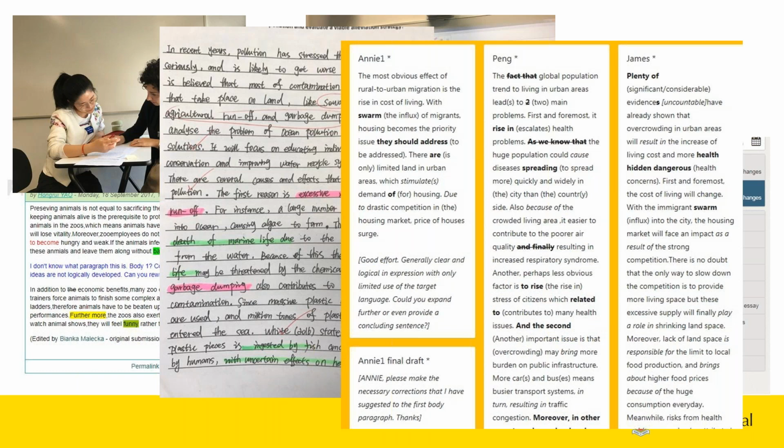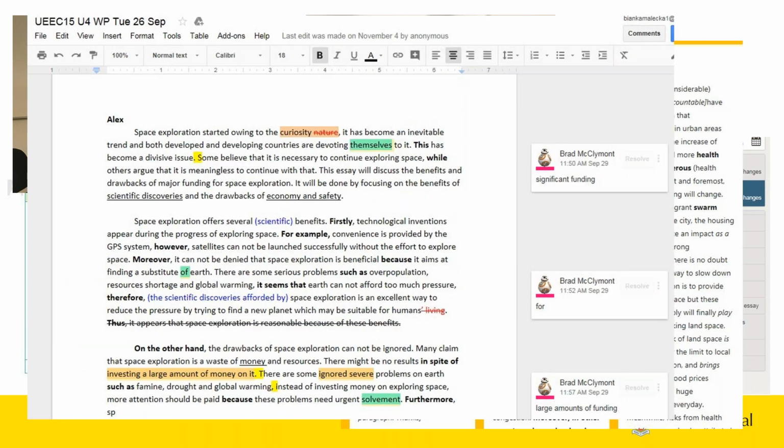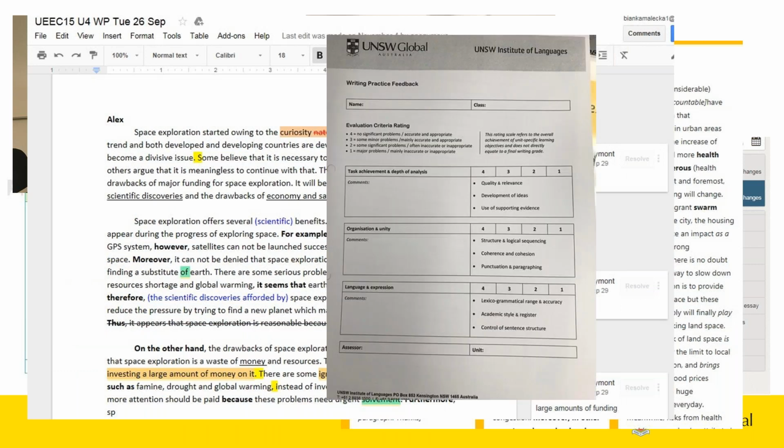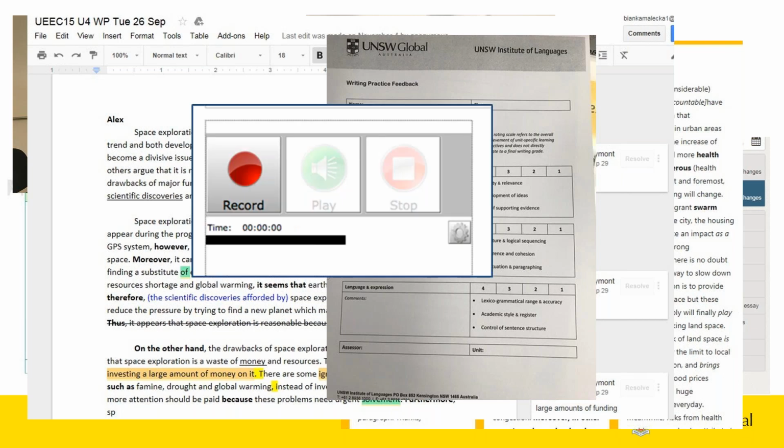Some teachers use Google Docs for marking or for giving feedback. There's also the writing practice evaluation criteria, and a few of us have also experimented with audio feedback. So I guess we are doing quite a lot. There seems to be a variety of different feedback modes that, to a large extent, are directed by the needs of a class, but also by what the teacher feels comfortable with.